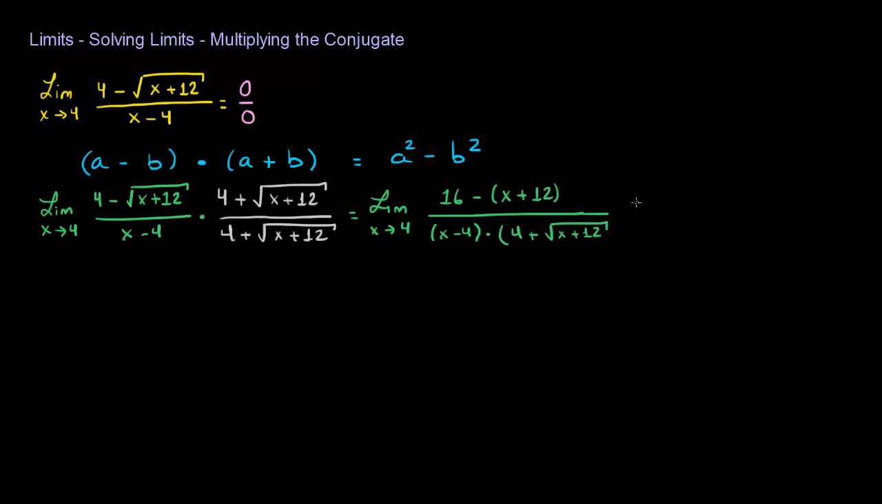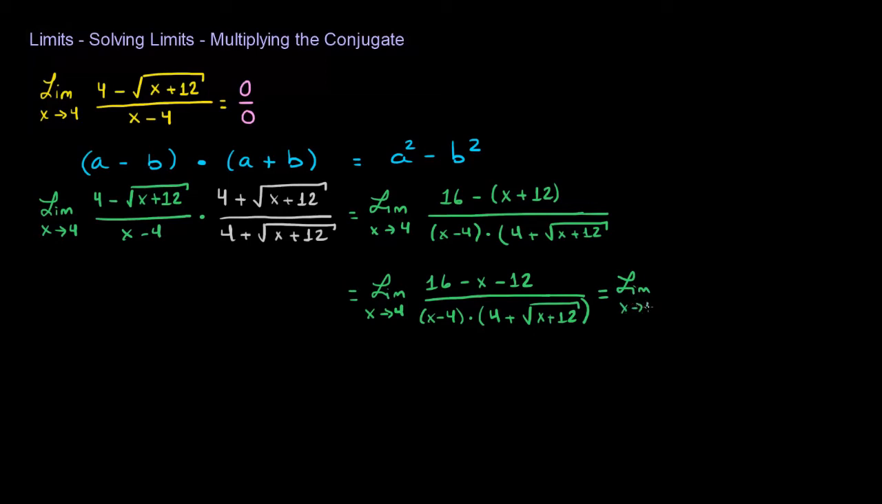Now, from here, we just have to take away the negative sign by distributing it over x and plus 12. I'm going to continue down here. So with the limit when x approaches 4 for 16 minus x minus 12, I'm getting in the denominator x minus 4 times 4 plus the square root of x plus 12. We close the parenthesis here. We can simplify this out.